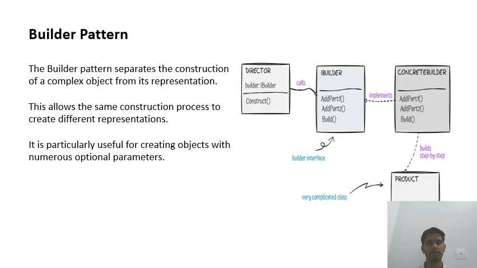Builder pattern. The builder pattern separates the construction of a complex object from its representation. This allows the same construction process to create different representations. It is particularly useful for creating objects with numerous optional parameters.